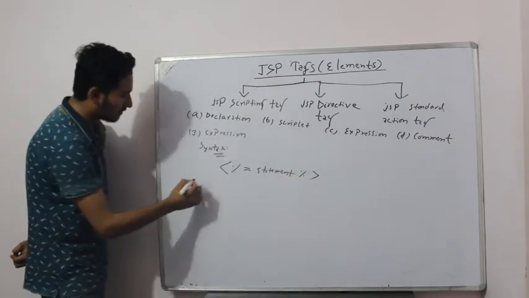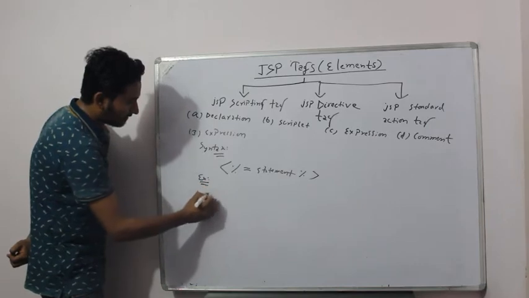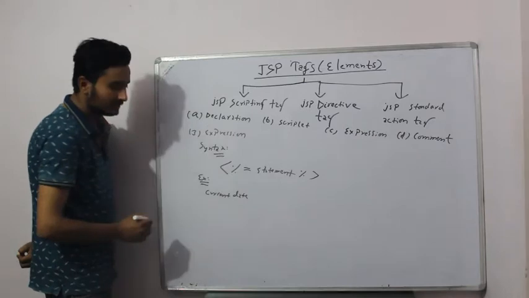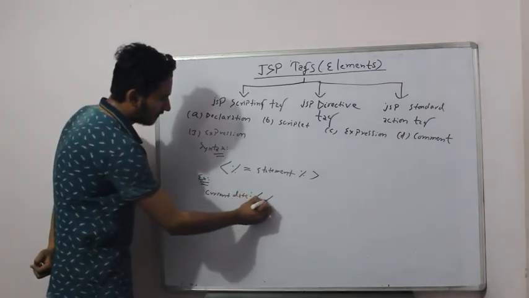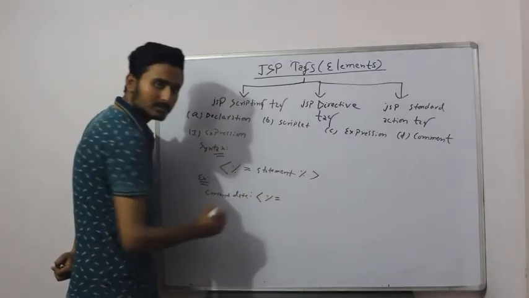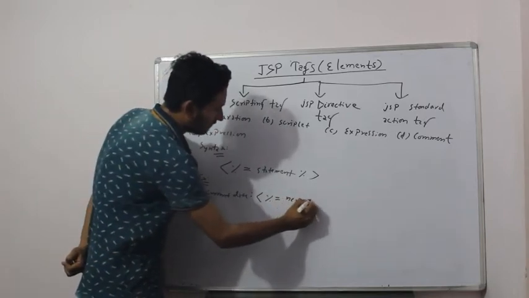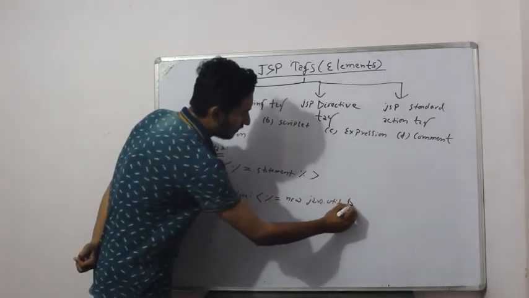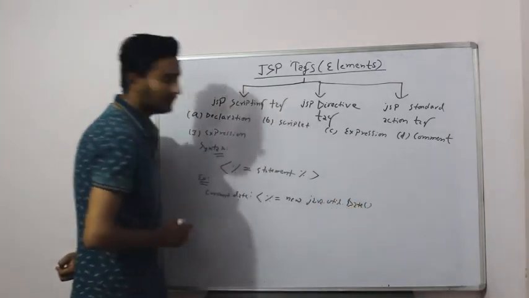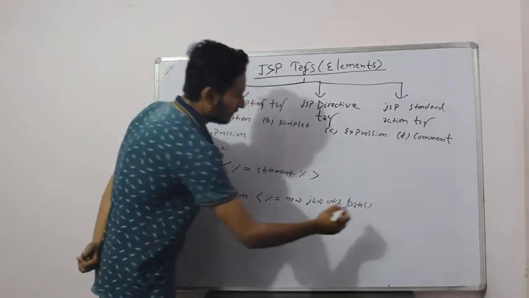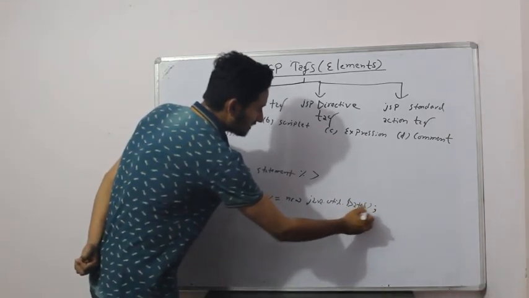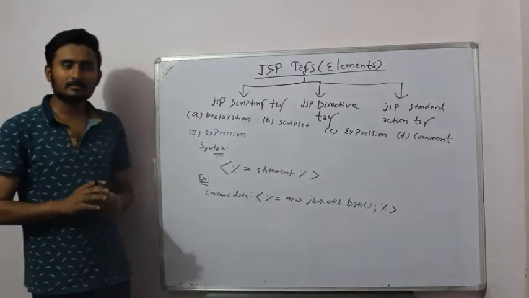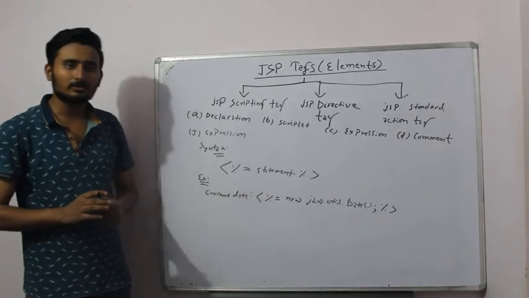Let us take an example to understand this concept. Suppose I want to print the current date of the system, then what will I write? Current date, percentage equals to new java.util.Date, I am calling the Date class from the java.util package. Lastly, I put a semicolon, next percentage. So it will print the current system date, and here we are directly assigning the value.